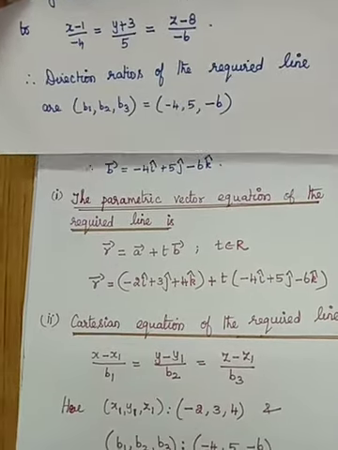So we have to substitute in this formula. So here it will be x minus, what is x1? Minus 2. So x minus of minus 2, that is x plus 2, divided by, what is b1? It is minus 4, which is equal to y minus 3 divided by 5, which is equal to z minus 4 divided by minus 6. So this is the required equation.